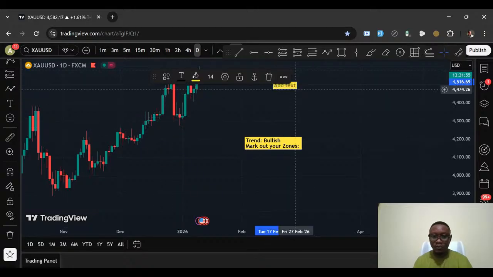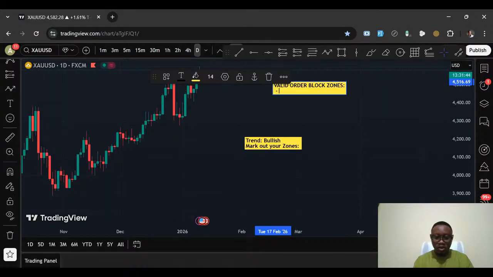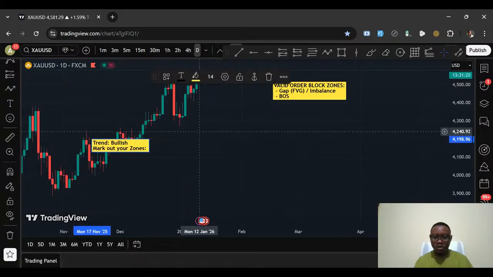Valid order block zone. One, there must be a gap. A gap must be present, which we call the fair value gap, FVG. You can also call it an imbalance, right? Two, there must be a break of structure, BOS. There must be a break of structure.